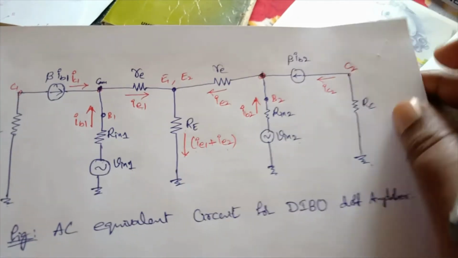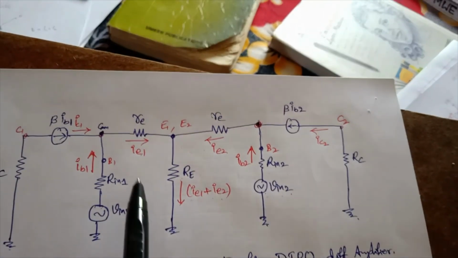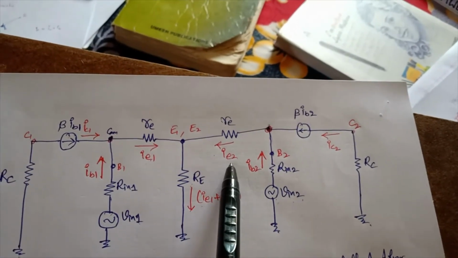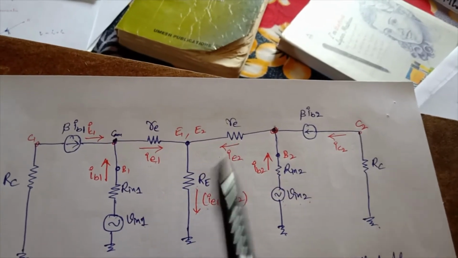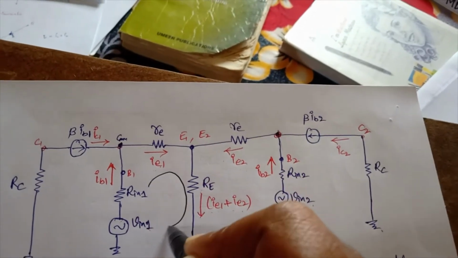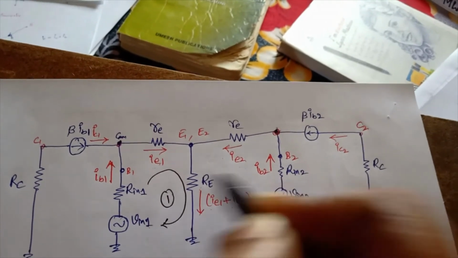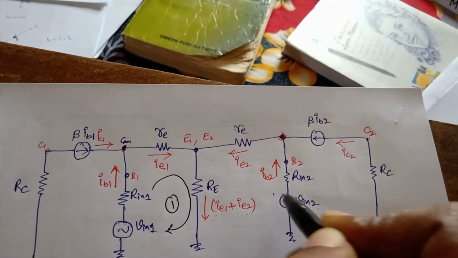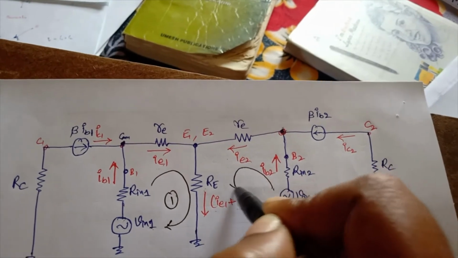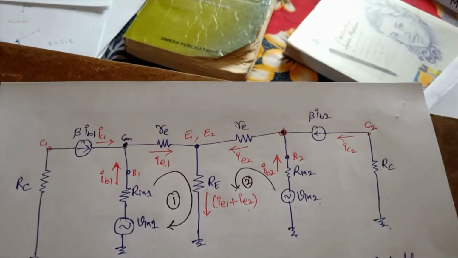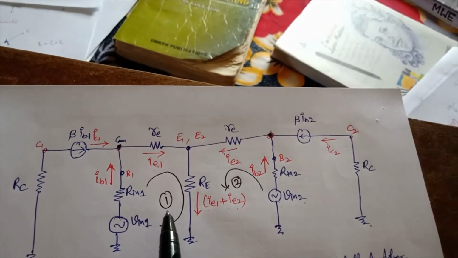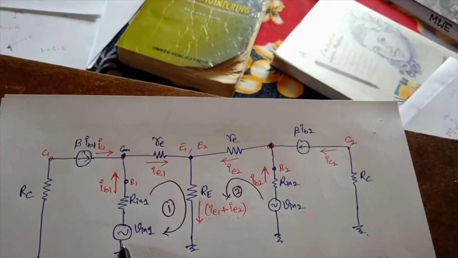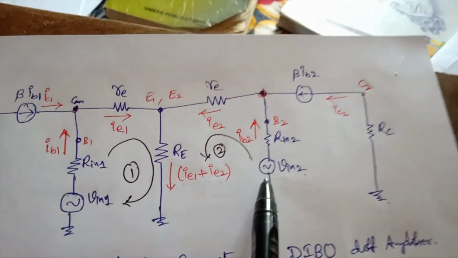Now let us start with how to find IE1 and IE2. For finding the IE1 and IE2 values, I have considered two loops. The first one is due to Vin1, that is loop 1, and due to Vin2 I have considered loop 2. So the first loop is from Vin1, the second loop is from Vin2.